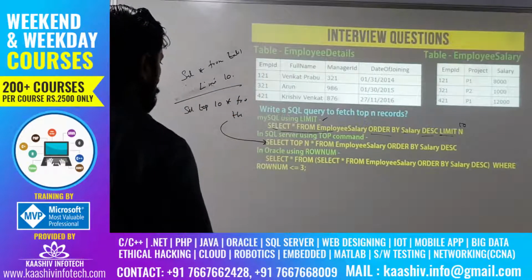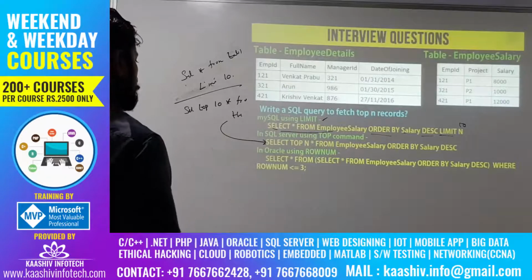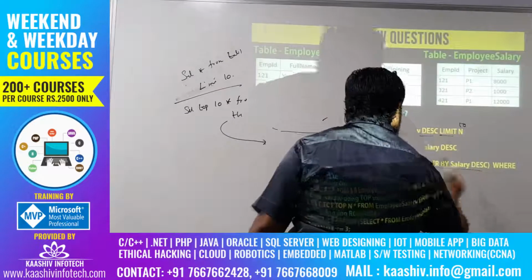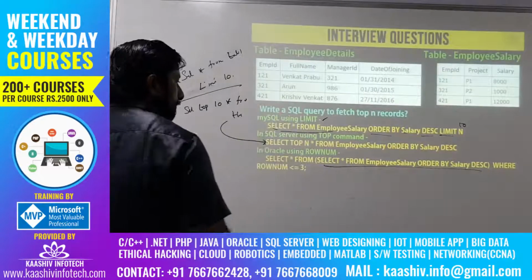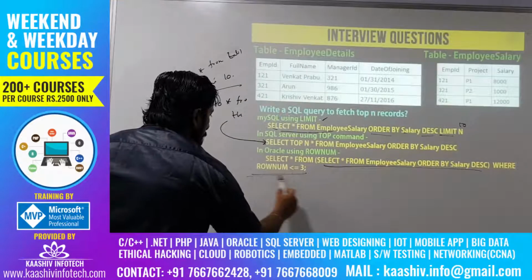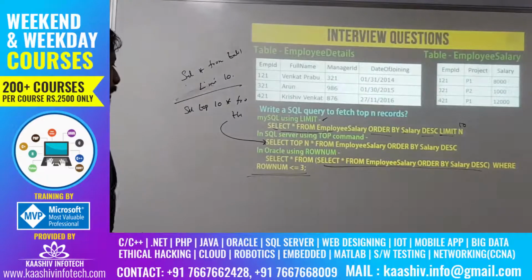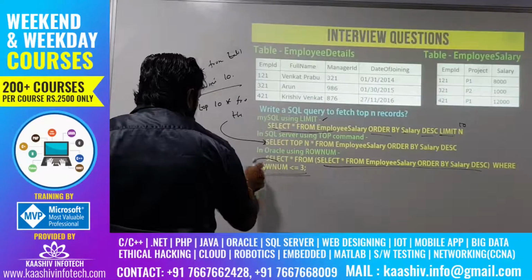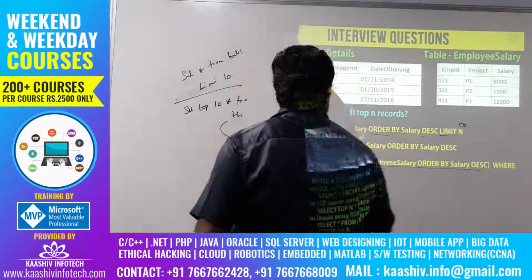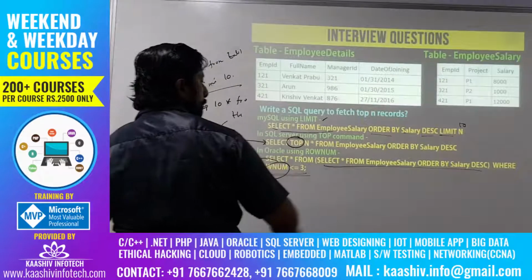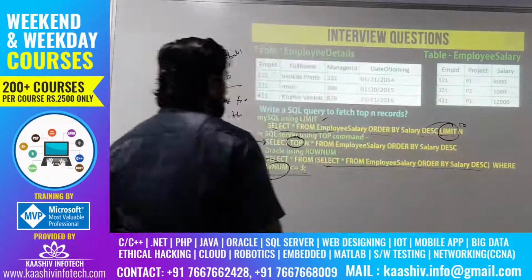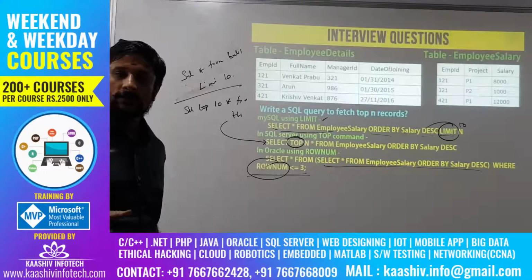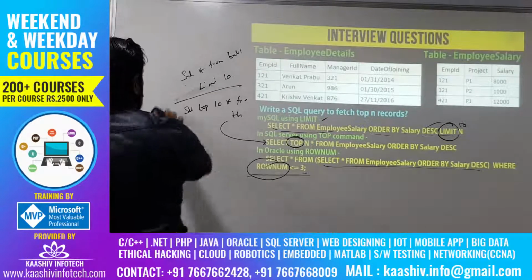But in Oracle, we need some more complexity. I need to select star from table order by salary, and afterwards we have to use ROWNUM where rownum is less than or equal to 10. ROWNUM is the keyword used in Oracle, TOP is the keyword used in SQL Server, and LIMIT is the keyword used in MySQL. This is how you fetch the top records from a table. Let's move on to the next question.